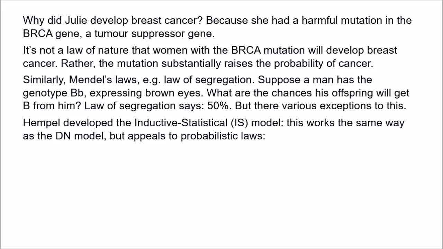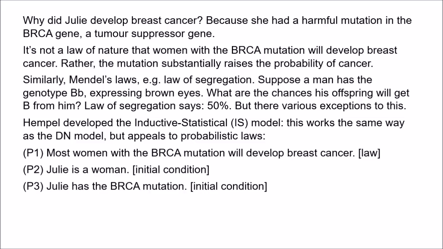And this works essentially the same way as the deductive-nomological model, but it appeals to probabilistic laws, statistical regularities rather than universal regularities. And this gives us an inductive rather than deductive argument for the explanandum. Let's take the Julie case. Here's basically what the argument will look like. We have the initial conditions in premises 2 and 3, stating Julie is a woman. Julie has the BRCA mutation. And we might want a few more initial conditions here. We'd probably need to add that she doesn't have any other genes fulfilling the same function, and so on. The statistical law is that most women with the BRCA mutation are likely to develop breast cancer at a young age, and so we get probably Julie will develop breast cancer.